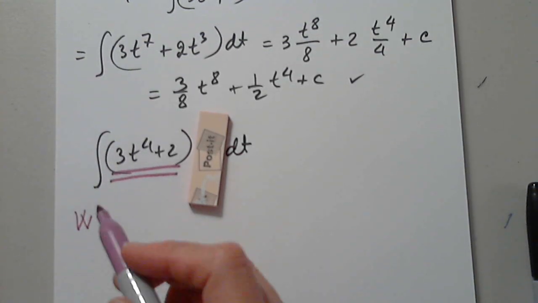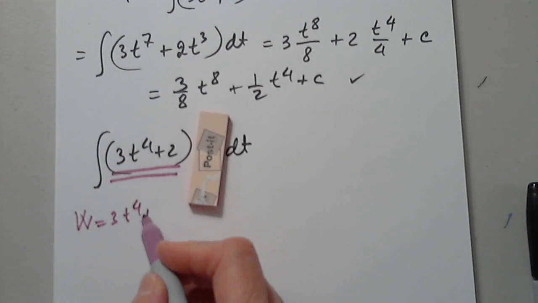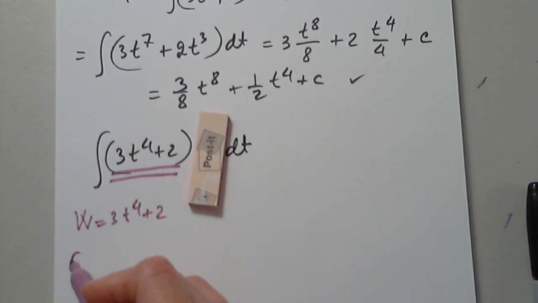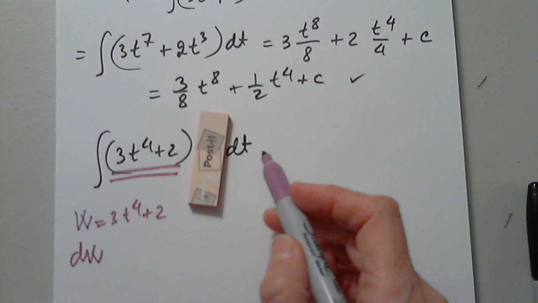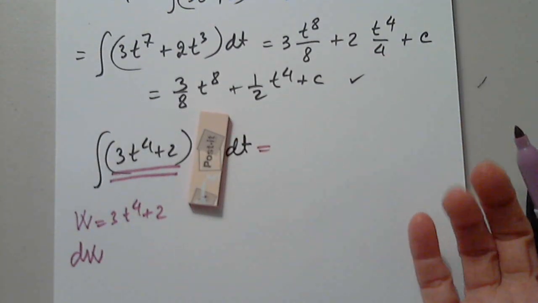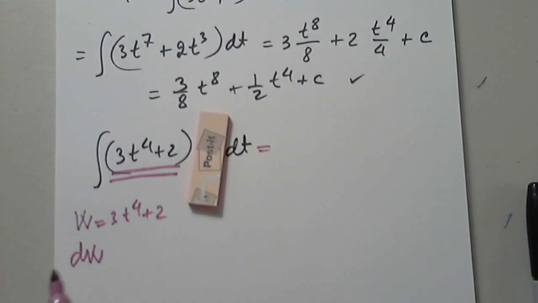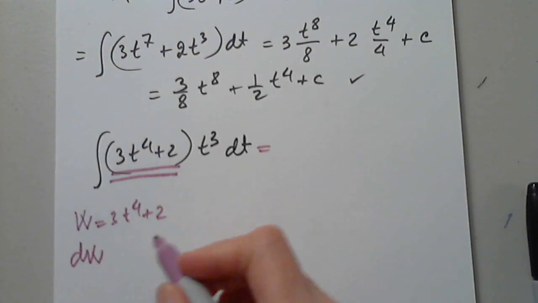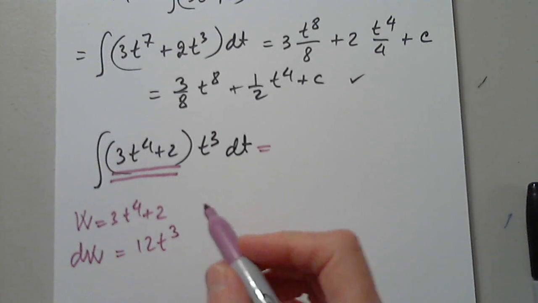w equals 3t to the 4th plus 2. Now, let's determine dw. Without dw, I cannot move on. Can anyone give us the dw for this function? Please. Try it even if it's wrong. It's okay. 12t to the 3rd. Yes. So this is 12t to the 3rd.